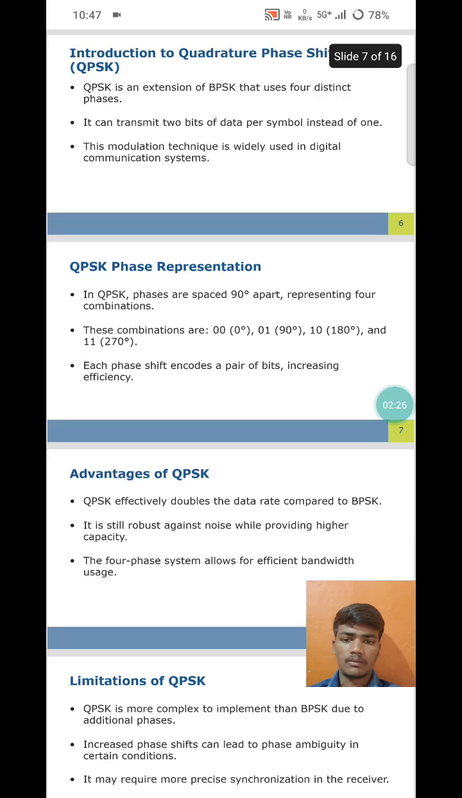QPSK phase representation. In QPSK, phases are spaced 90 degrees apart, representing 4 combinations. These combinations are 00 (0 degrees), 01 (90 degrees), 10 (180 degrees), and 11 (270 degrees). Each phase shift encodes a pair of bits, increasing efficiency.